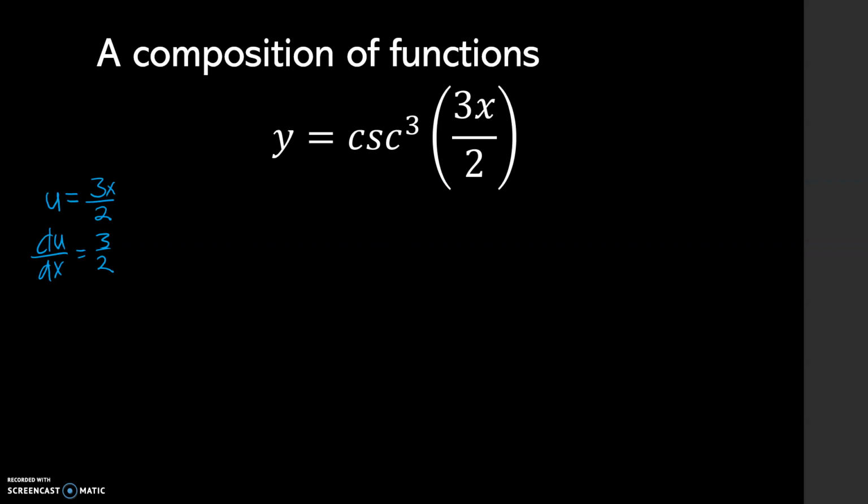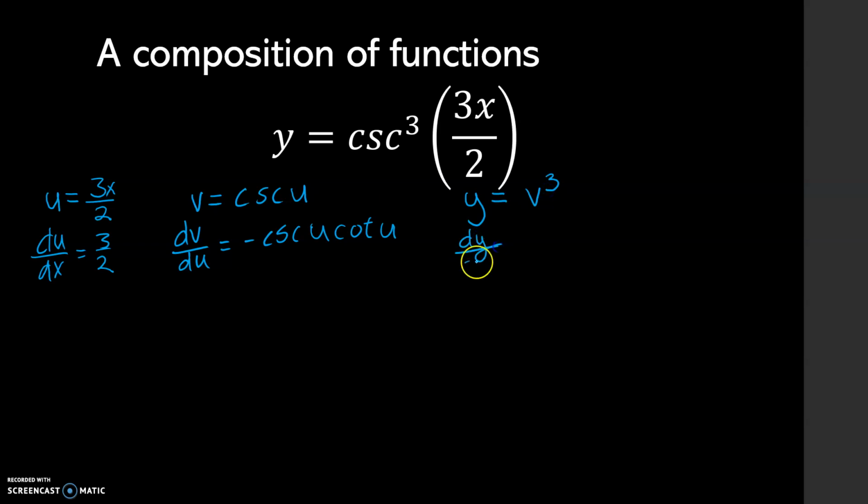Now let's imagine so we don't have to rewrite. Right now we would have cosecant cubed of u. So the next inner function, v, is going to be cosecant of u, which means dv du is equal to negative cosecant of u times cotangent of u. And then what would we be left with? We would be left with y is equal to v cubed.